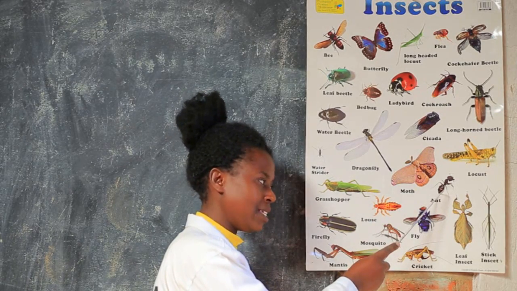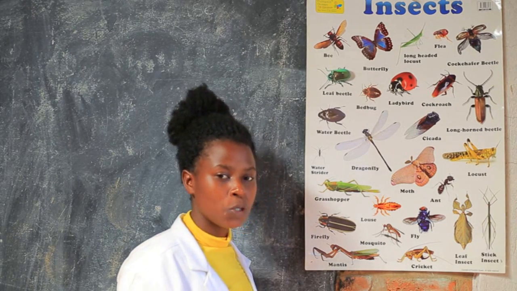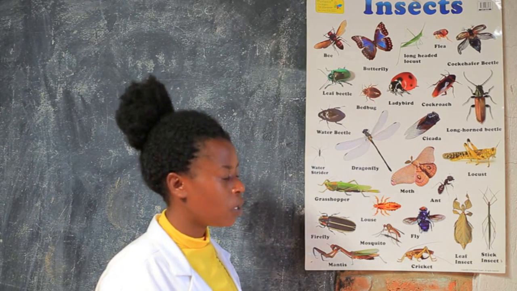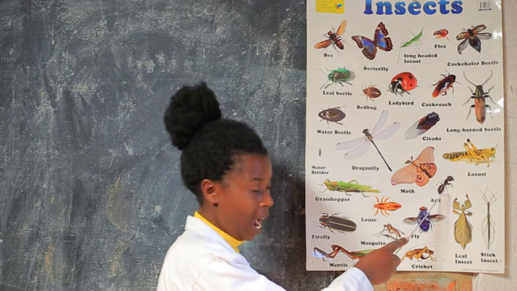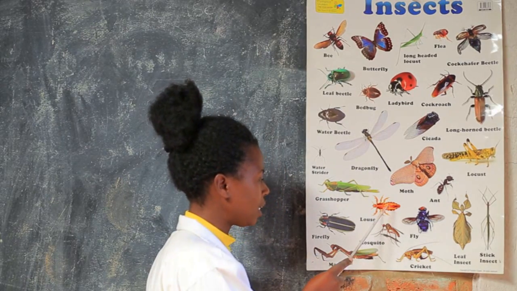This one is called an ant. Whenever you disturb it, it will bite you and make your body itch, so you find that you are scratching. It's called the ant.